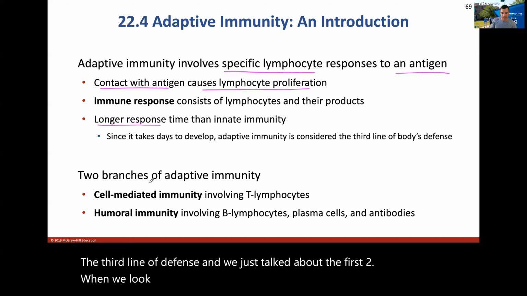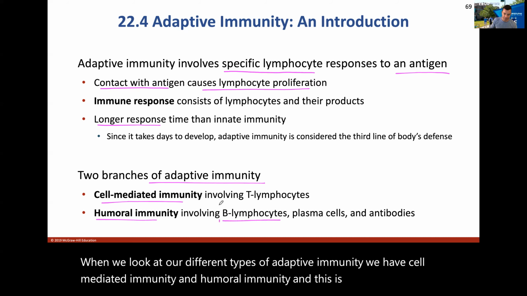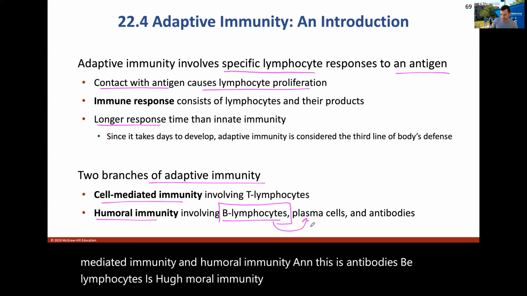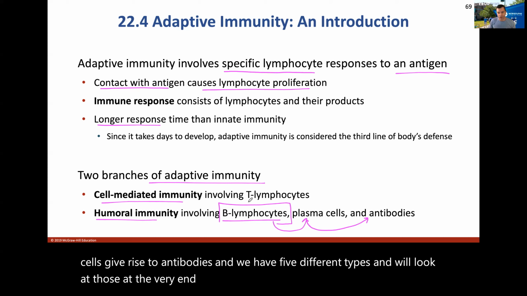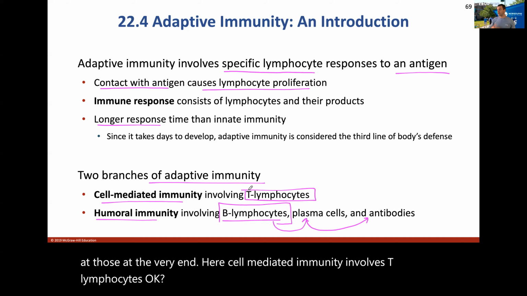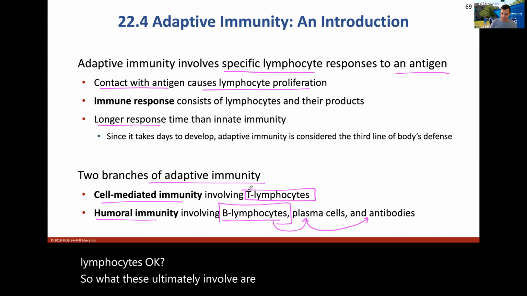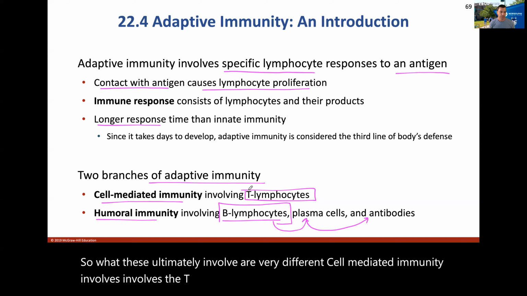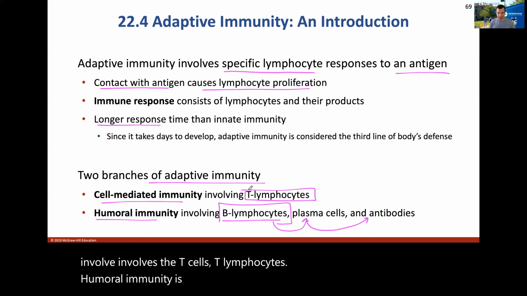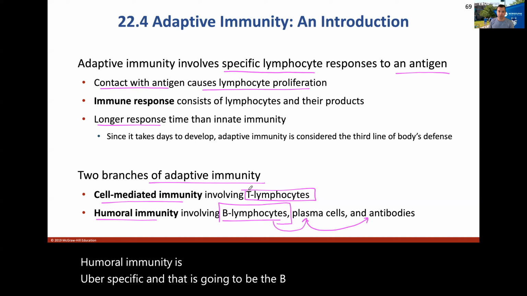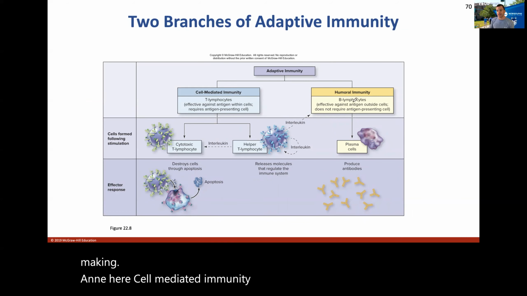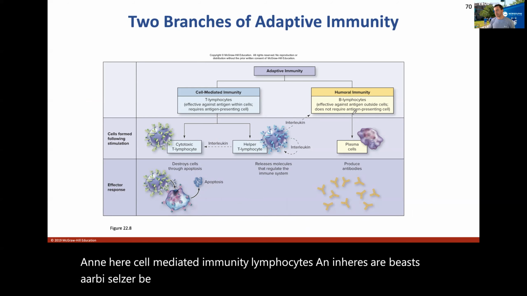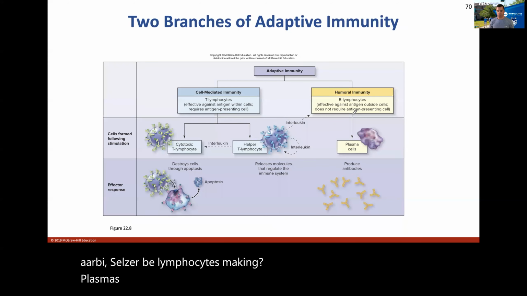When we look at our different types of adaptive immunity, we have cell-mediated immunity and humoral immunity, and this is antibodies, okay? B lymphocytes is humoral immunity. They make plasma cells, and plasma cells give rise to antibodies. And we have 5 different types, and we'll look at those at the very end here. Cell-mediated immunity involves T lymphocytes, okay? So what these ultimately involve are very different. Humoral immunity is uber specific, and it is going to be the B lymphocytes specifically making antibodies. And here's cell-mediated immunity, T lymphocytes. And then here's our B cells, our B lymphocytes making plasma cells, plasmacytes, which then make antibodies.